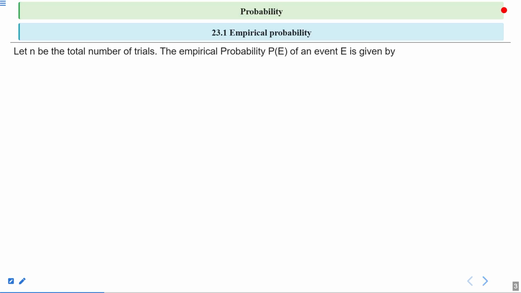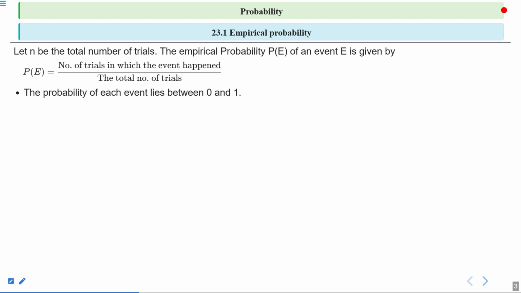Now, empirical probability. Let n be the total number of trials. The empirical probability P_E of an event E is given by P_E equals the number of trials in which the event happened upon the total number of trials. The probability of each event lies between 0 and 1. The sum of all the probabilities of an event is 1.